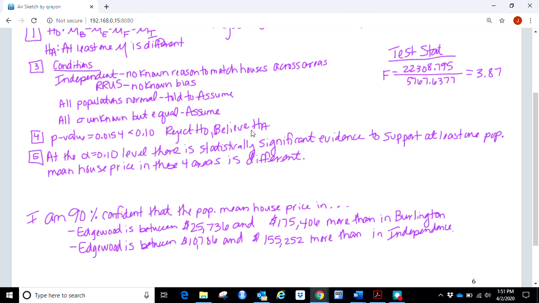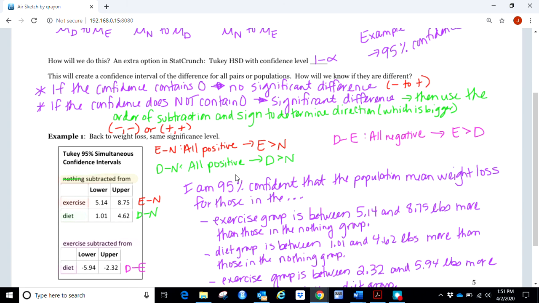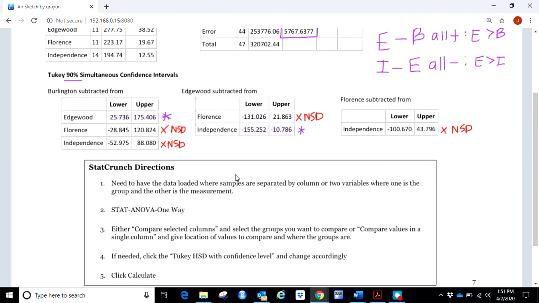So even though this example had 6 different confidence intervals, only 2 of them ended up not including 0, so those are really the only 2 that give me evidence of a difference.